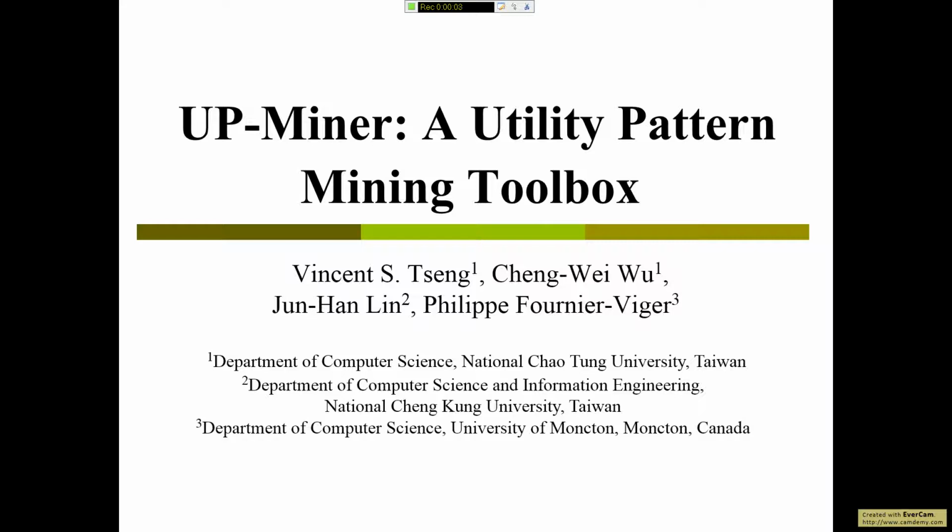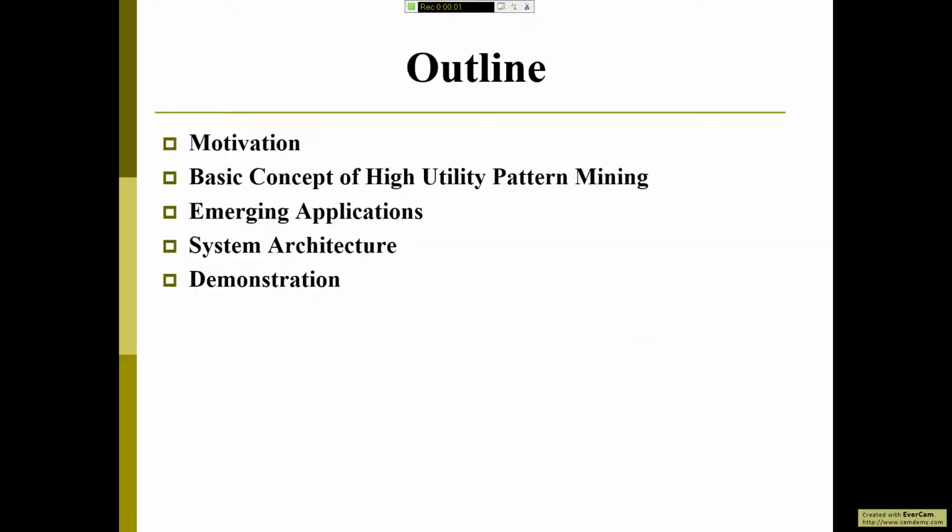Ladies and gentlemen, it's an honor to have this opportunity to present our demo paper. The paper is entitled UP Miner, a utility pattern mining toolbox. The outline for this presentation includes motivation for developing this toolbox, basic concepts of high utility pattern mining and its emerging application, the system architecture of the toolbox, and a demonstration of the tool.